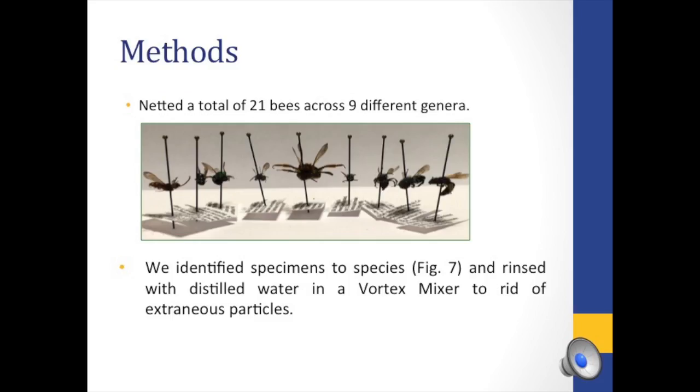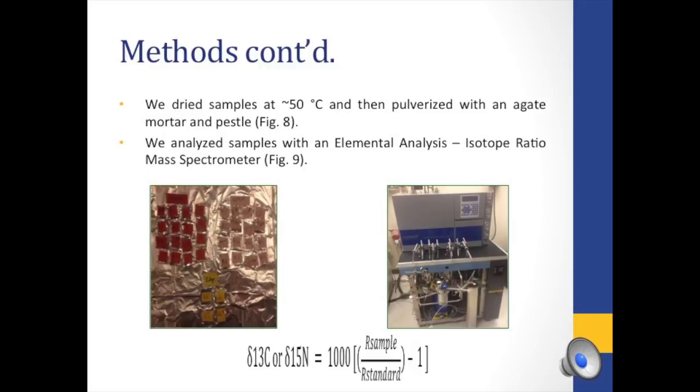So I went out and did this by netting a total of 21 bees across 9 different genera, pictured below here. Just an amazing amount of diversity, even in such a small area that my study area was in. So that was really interesting to see. After the bees were ID'd to species, I rinsed them with DI water in a vortex mixer to clean off any pollen or mites that they might have had attached to them. The bees were then dried at 50 degrees Celsius in an oven, and then pulverized with an agate mortar and pestle into a fine powder.